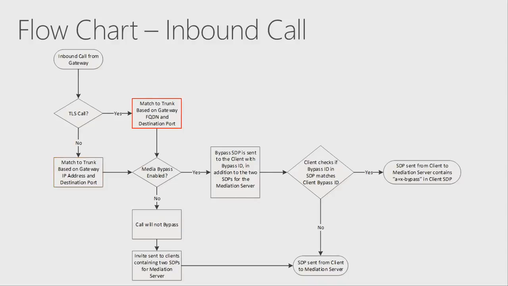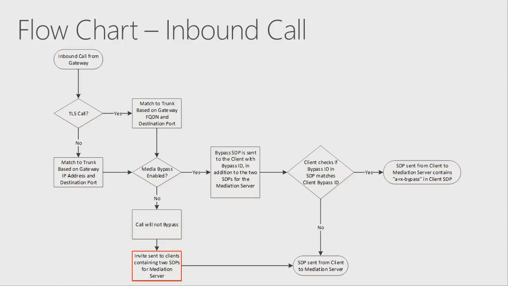So then we need to look if media bypass is enabled, and this is the trunk that it came in on. The trunk we just match our IP address and port to. And it's important that it's an IP address and port as well, because that gives us a unique tuple. It gives us a particular port it's coming into, and we can listen on multiple ports if needed. So if bypass is not enabled, the call will not bypass. We go through the mediation server and we just deal with it.